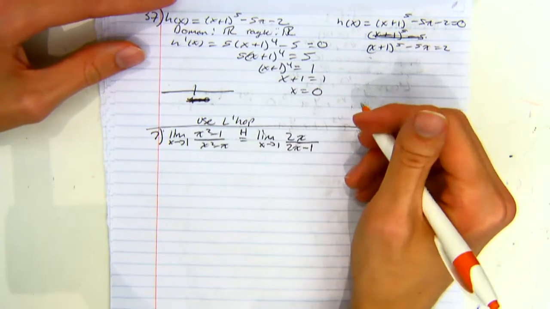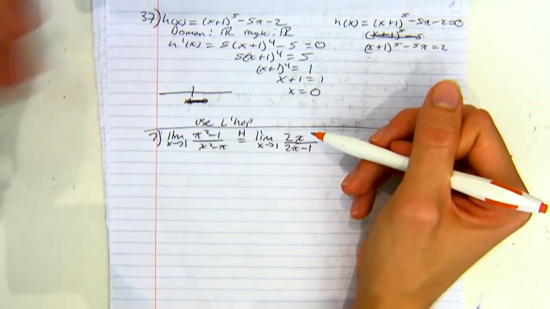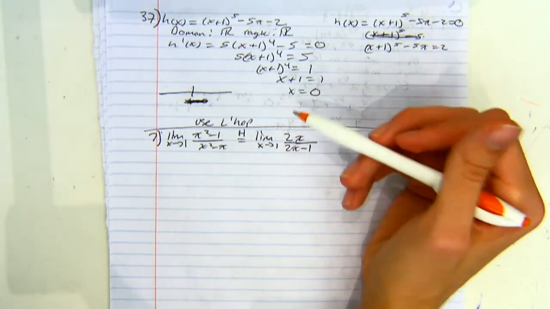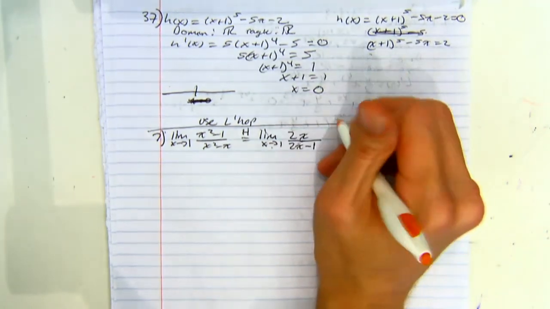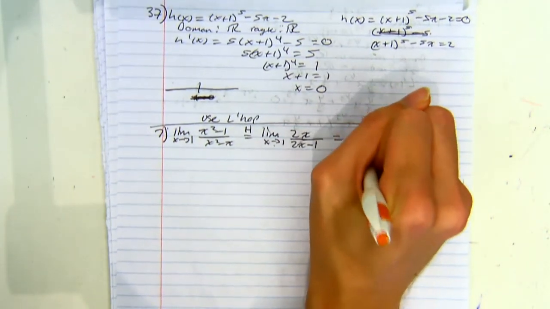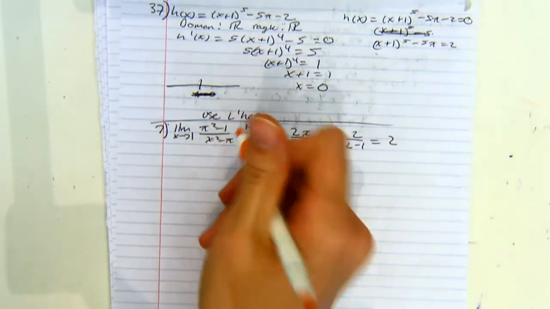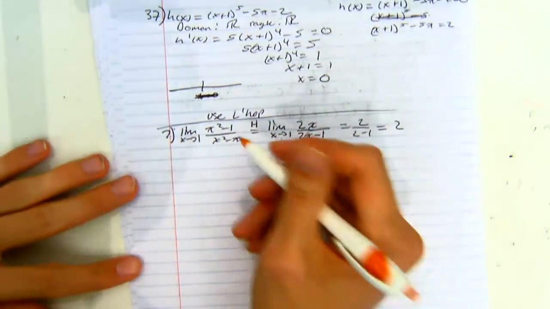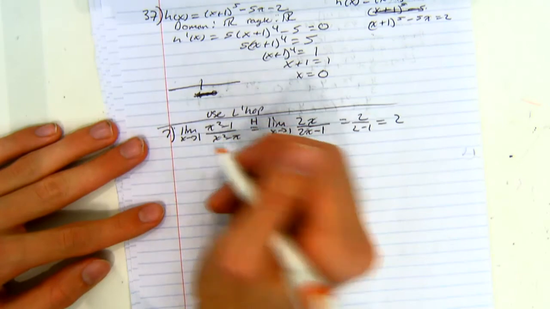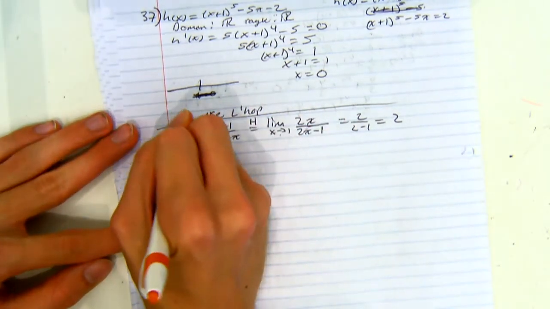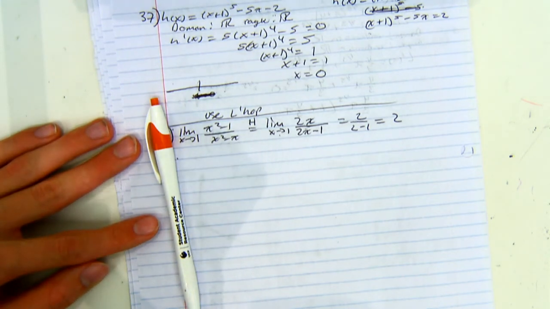And you keep taking it until you can just plug in the limit, or you can factor. So can we plug in the limit now? We get 2 minus 1. I don't see why not. And we get 2. You could have also factored this, but this way was a lot faster. And I'll finish up this one.